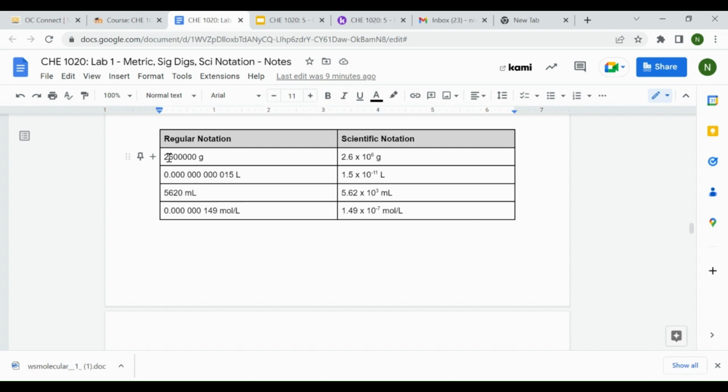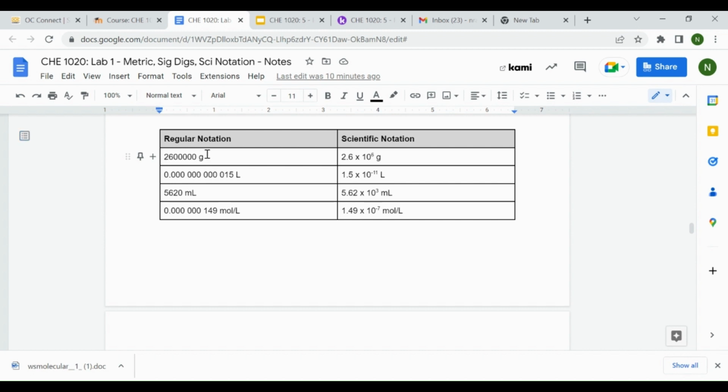I want to end up with a number somewhere between, it's got to be greater than 0, but less than 10. So if I move the decimal point from over here all the way here, I'll end up with 2.6. That is a number that's greater than 0 but less than 10. Now I need to count up how many times did I divide by 10? Well, I divided by 10 once to move the decimal here, twice, 3 times, 4 times, 5 times, 6 times.